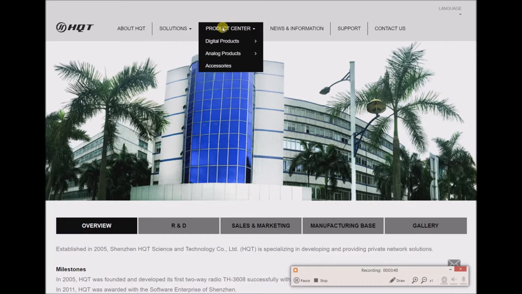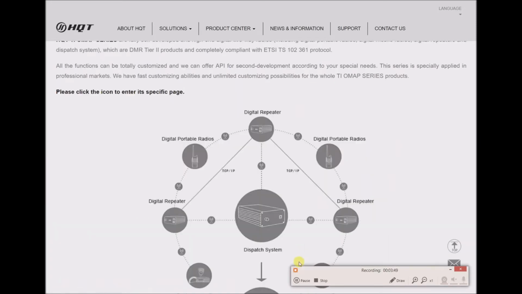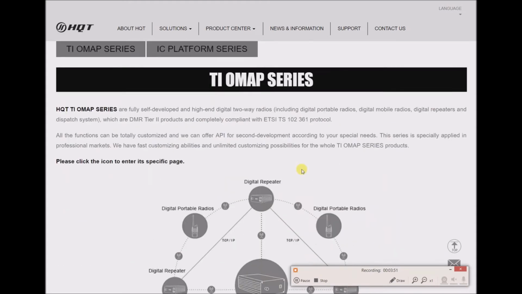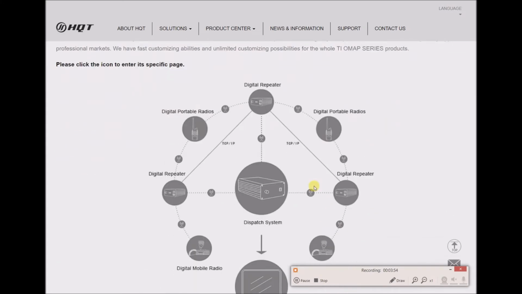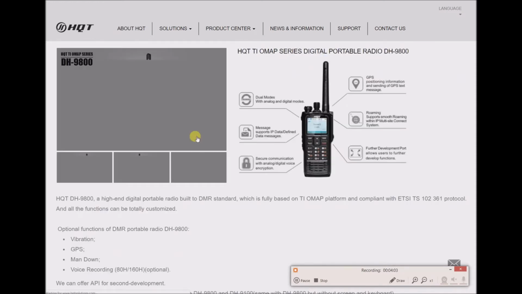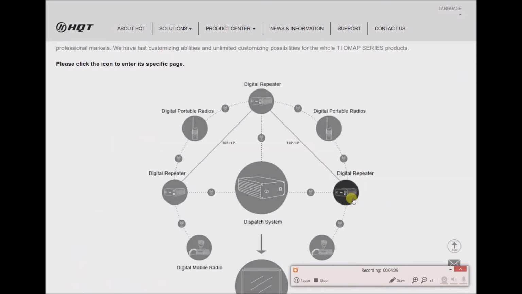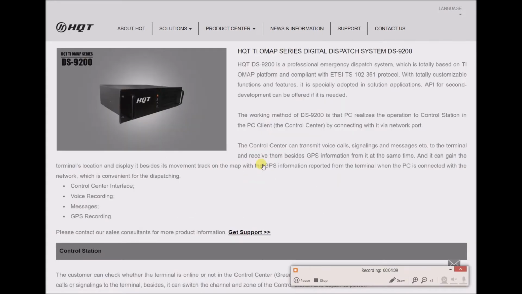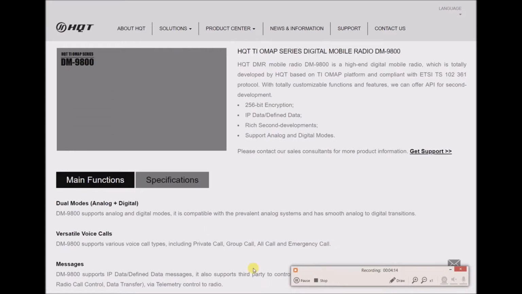The Product Center, Digital Products, TI OMAP series, and the IC Platform series. Okay, I guess they're both on the same page. So these are digital repeaters. Okay, so these are very specific products. Digital repeaters, digital portable radios, dispatch system, so I guess trunking. Oh, this is just a general picture. Digital mobile radio, HQT TI OMAP series digital mobile radio. Looks like a ham radio.